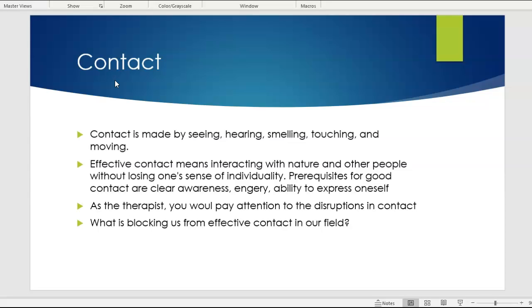So just try to imagine a zest for life, effectively interacting with nature, with other people without losing your individuality. So you're completely aware of self, you have self-awareness, you have energy, you're able to express oneself. And your goal as a therapist, if you're Gestalt, is to pay attention to the disruptions in the contact. What is not allowing the client to be in contact? What is blocking them from making effective contact with their field?